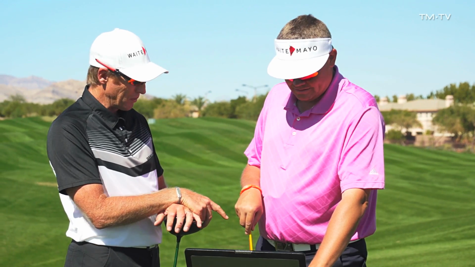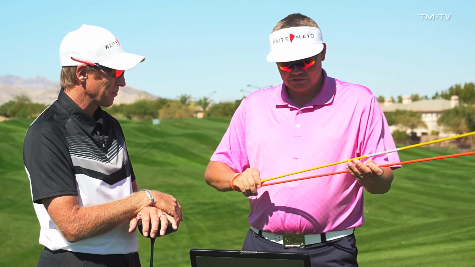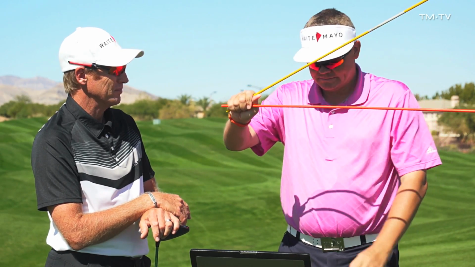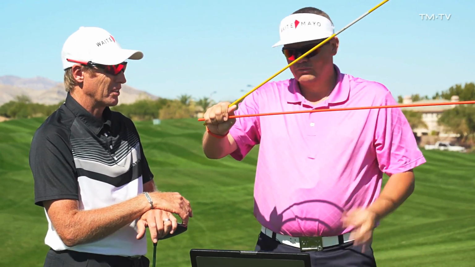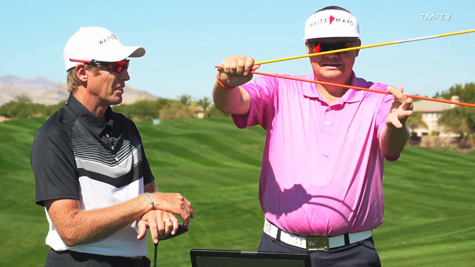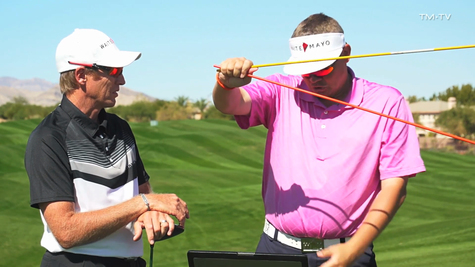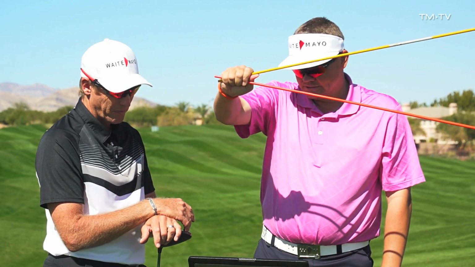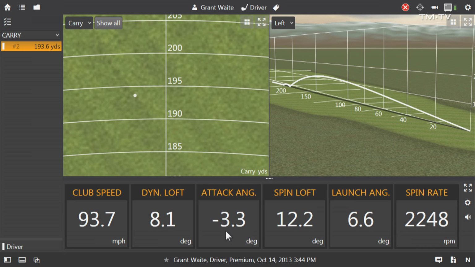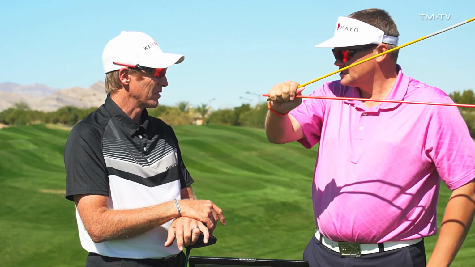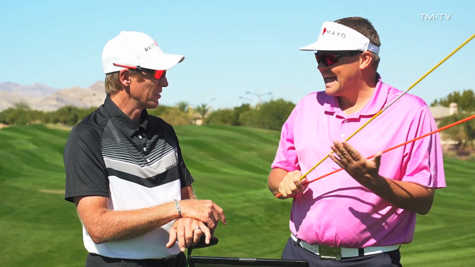So if we were going to have a representation so I can see that, can you show that to me? Absolutely. So your dynamic loft, which is the top rod, was 8.1 degrees. Your angle of attack, which is the bottom rod, was 3.3 degrees down. So let's assume that angle was your spin loft, which is approximately 12 degrees, and it produced a spin rate of 2248. This number right over here? Yep. That's your spin rate. So we know that spin loft produced that spin rate. Now that spin rate is excellent.